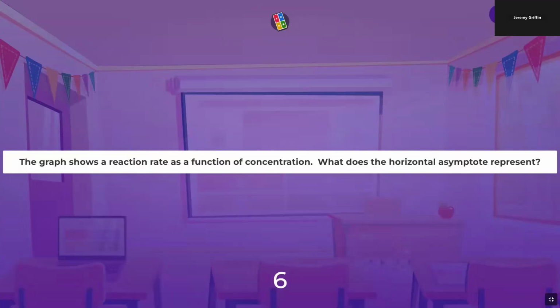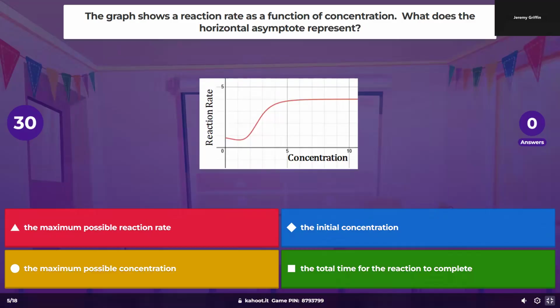Can you read the name? The graph shows a reaction rate as a function of concentration. So if you have no concentration at all, then there's some reaction rate. As you increase the concentration going to the right, what does this end behavior represent? It looks like it's approaching a horizontal asymptote.